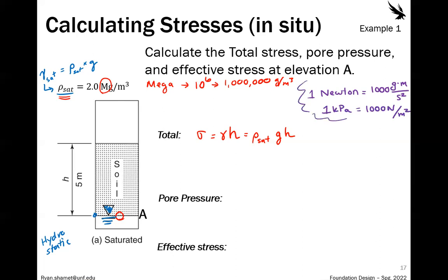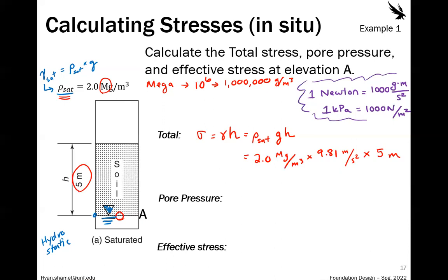And yeah, if you're unfamiliar with those. Okay, so back to the problem here. We have most of the stuff we need. We know that this is 2 megagrams per cubic meter. The G, the gravity acceleration constant, is 9.81 meters per second squared. And then H is 5 meters.